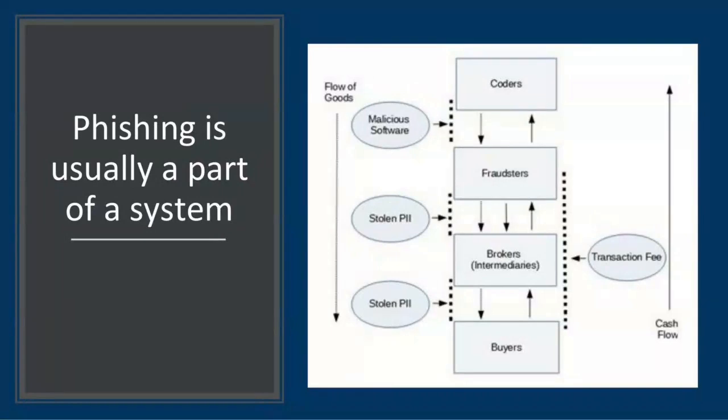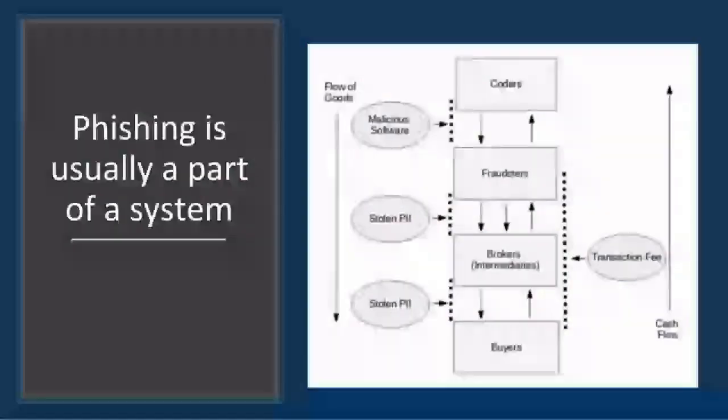So he's got all this. He's now completed the phishing attempt or social engineering attempt. He's got the PII. So he goes to this carding market and he sells them to buyers. So you got the flow of goods going from top to bottom. The cash flow goes from bottom to top.